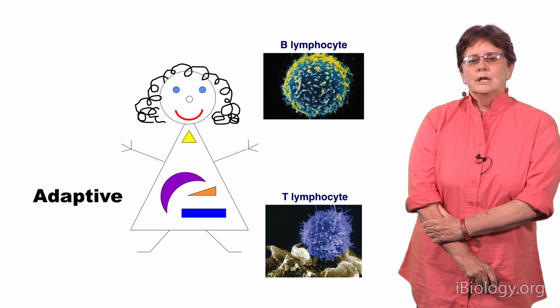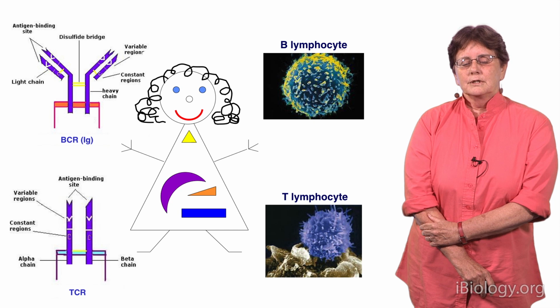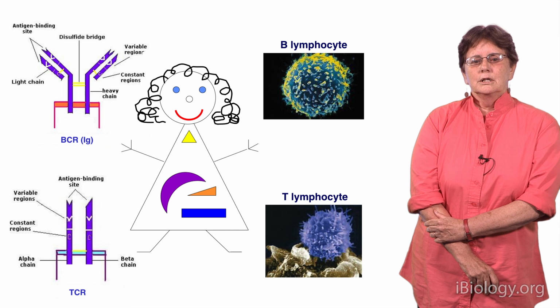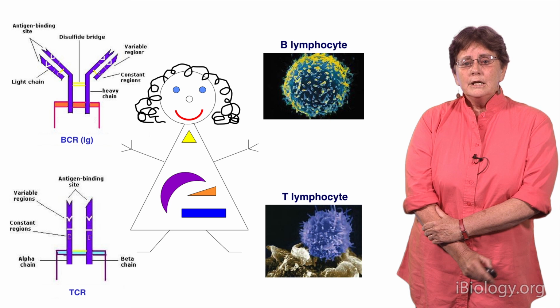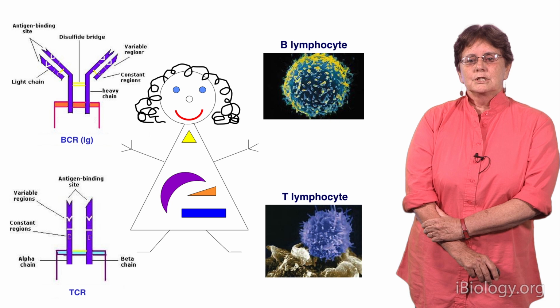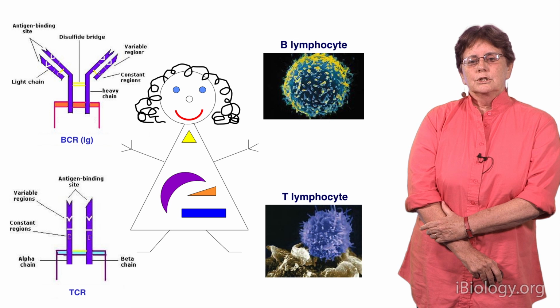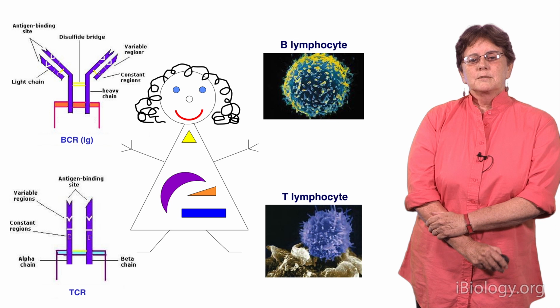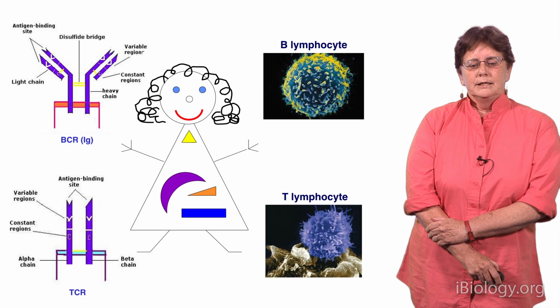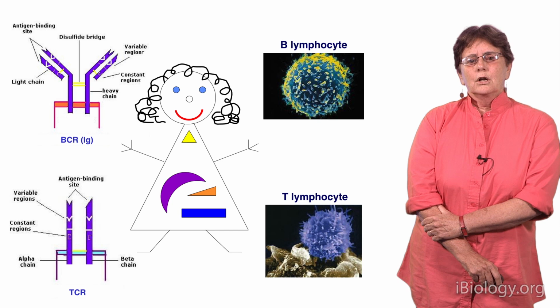Now, these cells have displayed on their surfaces receptors that are specific for particular antigens. The B cell receptor, or BCR, for B cells, which is also called immunoglobulin, and the T cell receptor, or TCR, for T cells. Now, in general, each B or T cell has multiple copies of a receptor that sees one particular antigen or a group of structurally related antigens. So you can understand that in order to fight off the myriad of microbial challenges, the repertoire must be both big and diverse.